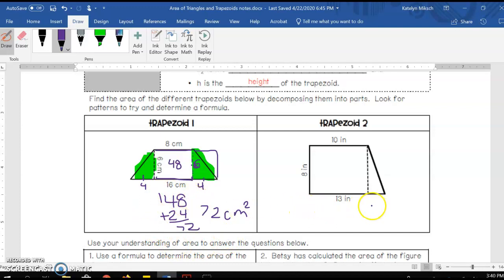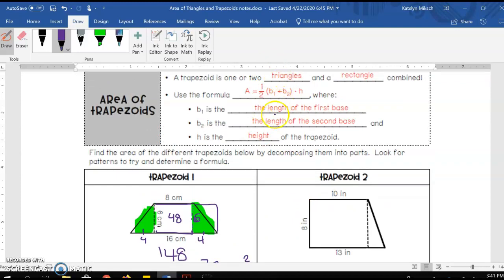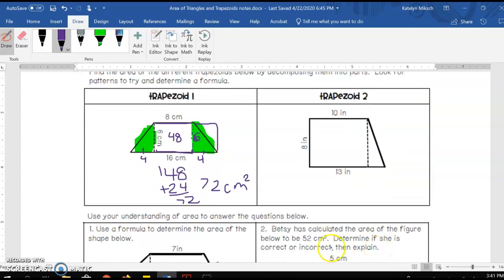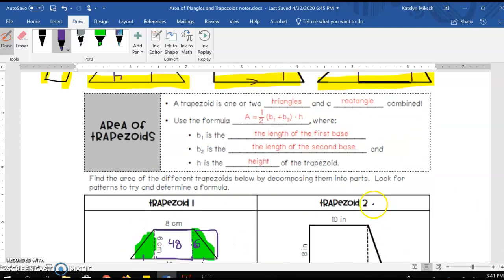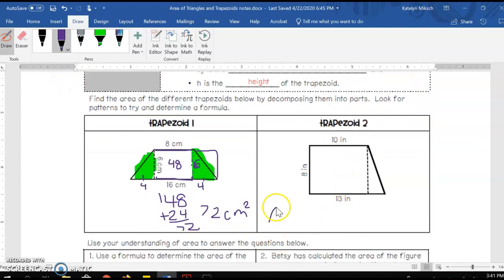Like I said, that's pretty tricky, and luckily we have this formula here and we don't have to do all of that right now in 6th grade. So let's use the formula for trapezoid 2. Our formula says 1/2 times (base 1 plus base 2), that's in parentheses, so we're going to do that step first, times height. So let's go ahead and fill in that formula.